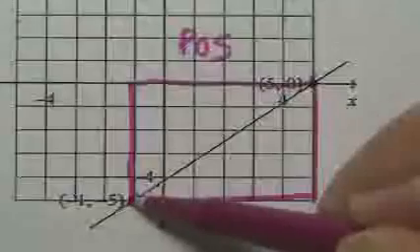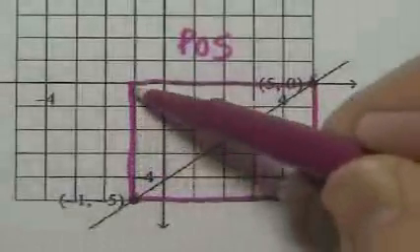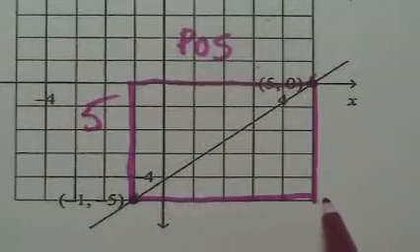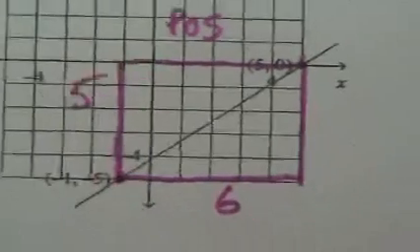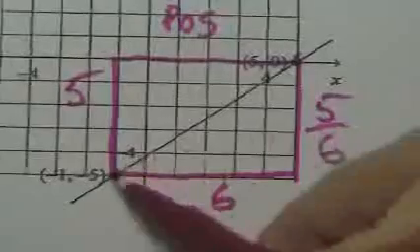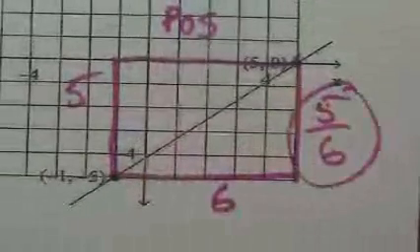So the height of this, to count the spaces, is 1, 2, 3, 4, 5. And the run is 1, 2, 3, 4, 5, 6. So our slope is 5 over 6. The rise over the run. 5 over 6. Positive.